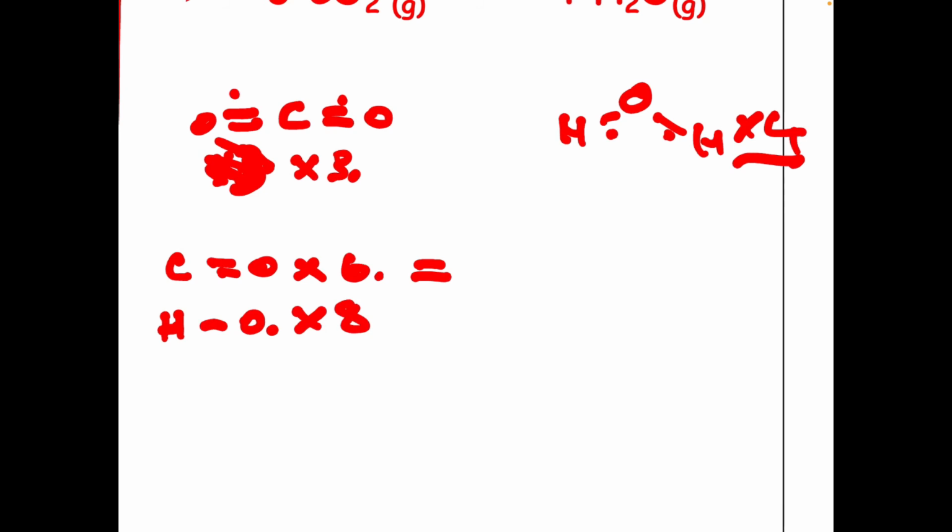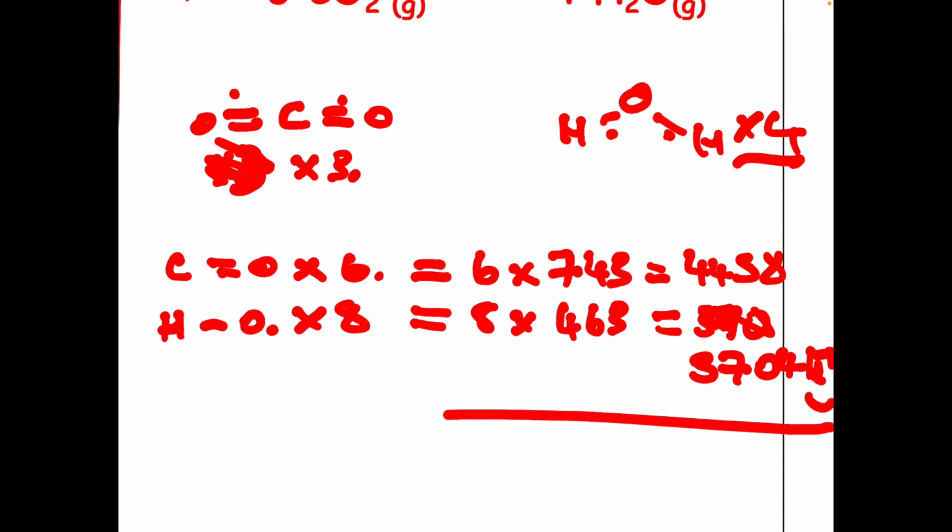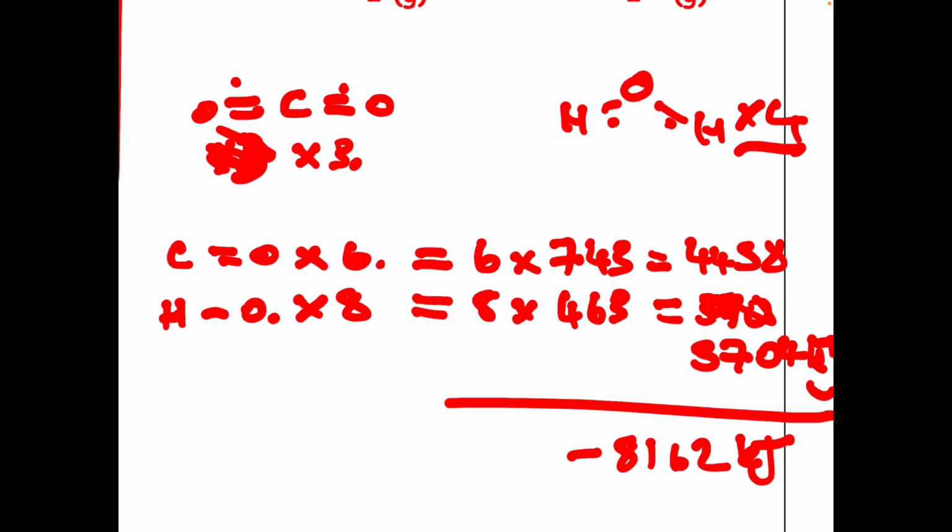So when you add that all up, this is going to be 6 times 743, which will give you 4,458. And you've also got 8 times 463, which is going to be 3,704 kilojoules. So when we add that up together, we have minus 8,162 kilojoules. Remember that minus is there because we are making those bonds.